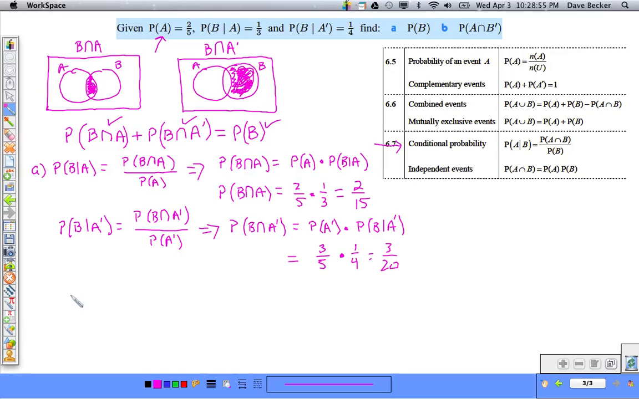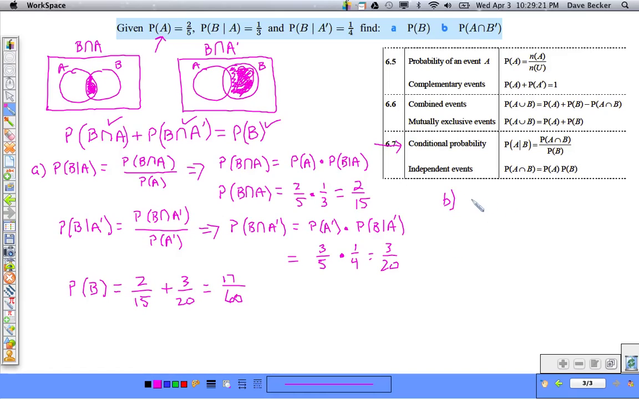So to get the probability of B, I just have to add those two. The probability of B is 2 out of 15 plus 3 out of 20. Common denominator of 60 gives us 17 out of 60. Easy peasy pumpkin pie. All right, and B is a little bit easier. We have to think just a little bit.